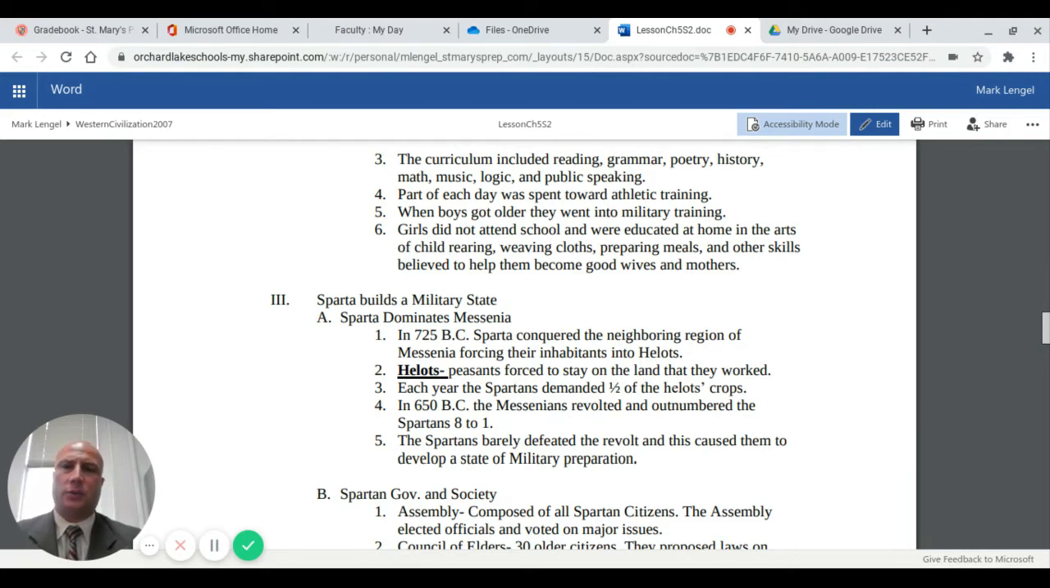Part of each day was spent toward athletic training. When the boys got older, they transferred that athletic training into military training. Girls, unfortunately, did not attend school and were educated at home in the arts of child rearing, weaving of clothing, preparing meals, and other skills deemed and believed to help them become good wives and mothers.